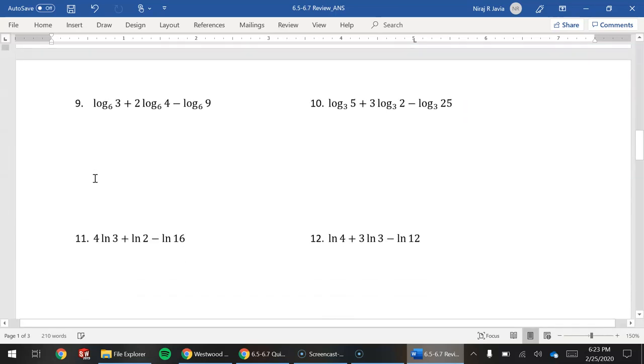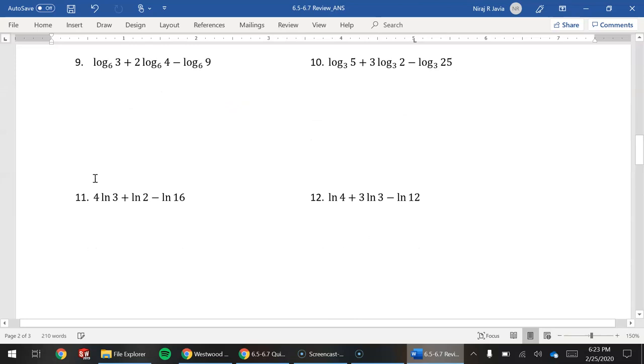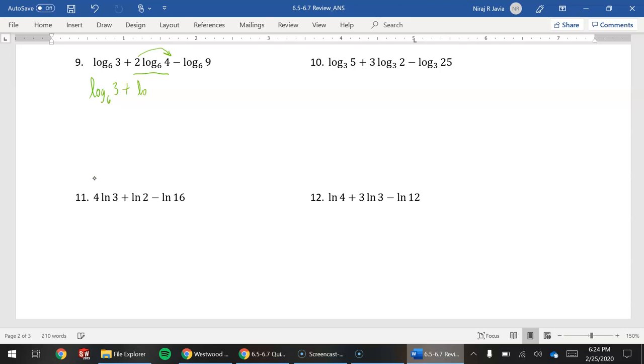Number 9, 10, 11, and 12. Number 9 says do the same thing, we have to condense it. So we do power first, we search for the power rule to be depicted. Bang, so I have to do the power first. So I have log base 6 of 3 plus log base 6 of 4 squared minus log base 6 of 9. And this is using the power rule.